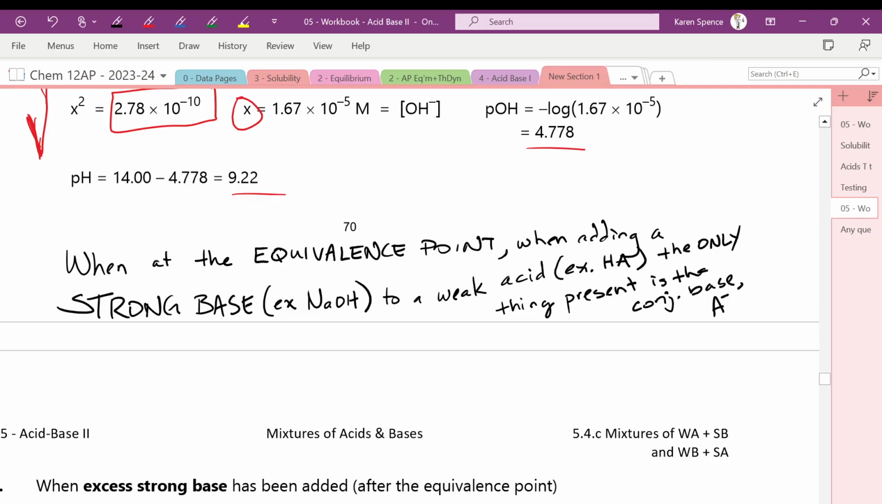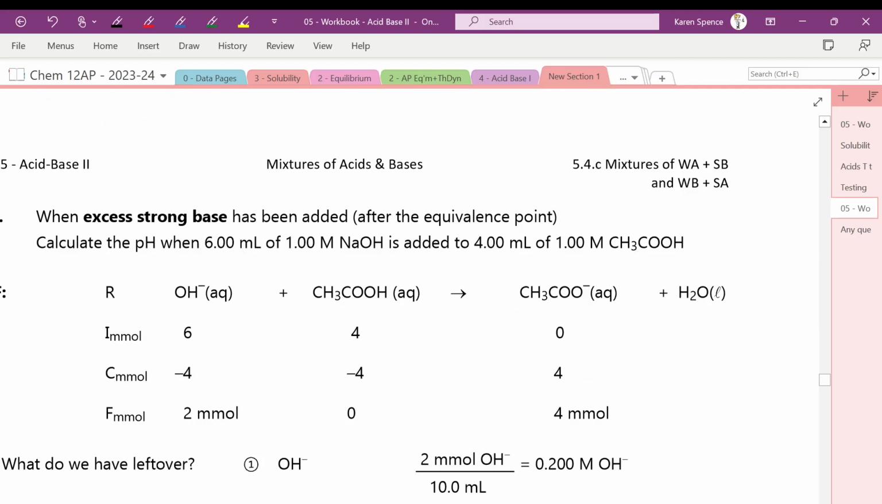We've done before the equivalence point. We've done halfway to the equivalence point. We've done at the equivalence point. Where are we going next? After the equivalence point. So how much of the weak acid is left after the equivalence point? None. Okay.